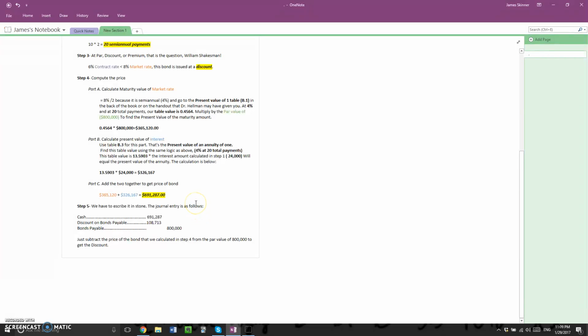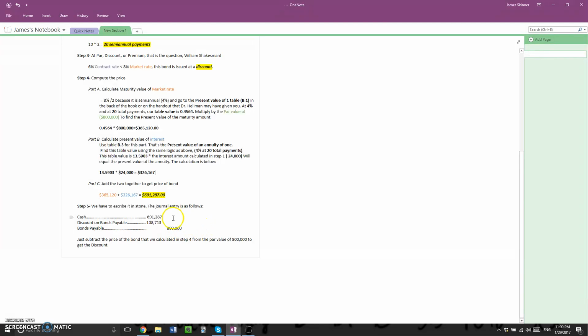Okay, so you probably think you're done, but you're not. We have one more step we have to do, and it's right here. We have to inscribe it in stone. We have to mark down that we've issued a bond, and we have to make a journal entry for it. So here it is. We have the cash for $691,287. We have our discount on bonds payable, which is $108,713, and our bonds payable at $800,000.